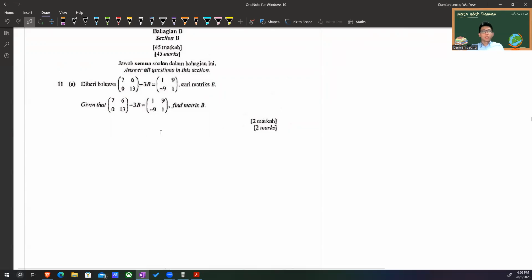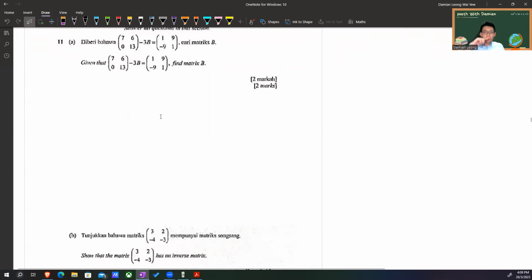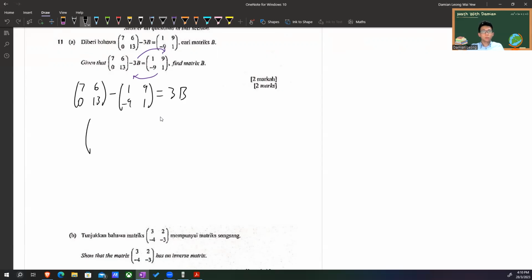So question 11. Given these two matrices here, this matrix minus 3b equals this matrix. So I want to find matrix 3b. Now, I try to keep it positive. So I bring this to the right, bring this to the left. Means 7, 6, 0, 13 minus, okay, positive become minus 1, 9, negative 9, 1 equals 3b. Okay, so I can minus first. Each of the elements in the same position minus. So 7 minus 1 is 6, 6 minus 9, negative 3. 0 minus negative 9 is 9. 13 minus 1, 12. Bring over this 3. This is times 3. Opposite divide 3. So divide 3, I put as times 1 over 3. So matrix B is 1 over 3 times the matrix inside: 2, negative 1, 3, 4. That's it.